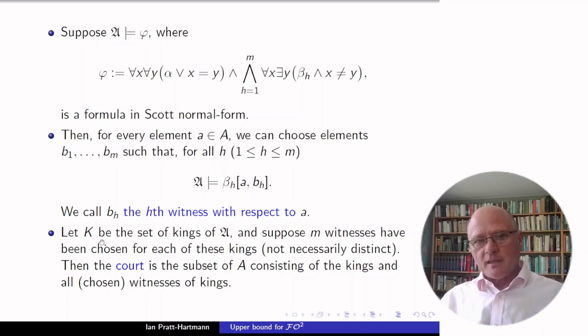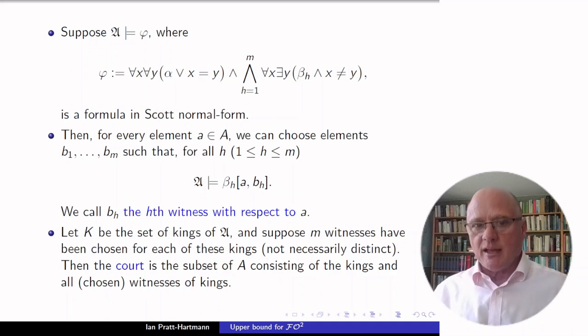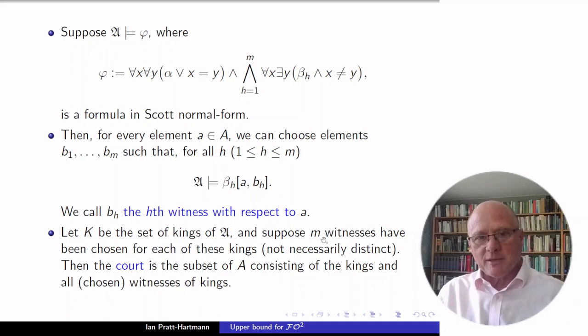Again, continuing under our supposition that phi is a formula in Scott normal form, satisfied in some structure A, let K be the set of kings. Each of these kings will have witnesses, m witnesses. By the way, these witnesses need not be distinct, but there's going to be at most m of them anyway.